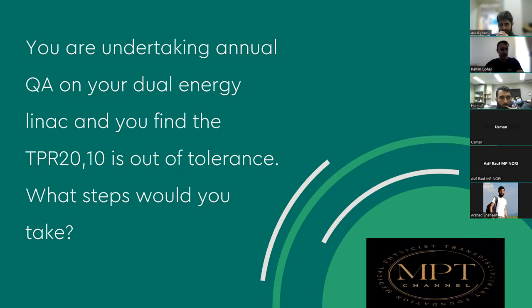All right. You are undertaking annual QA of your dual energy LINAC and you find TPR 20/10 is out of tolerance. What steps are you going to take? Consider PDD 10 for those following TG-51, but for those following TRS-398, TPR 20/10 is out of tolerance. What are you going to do there?